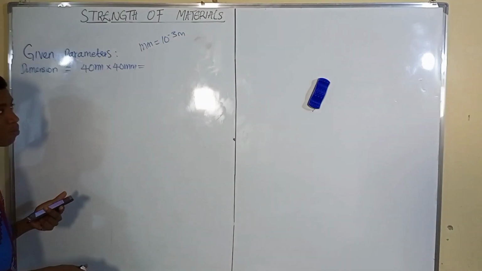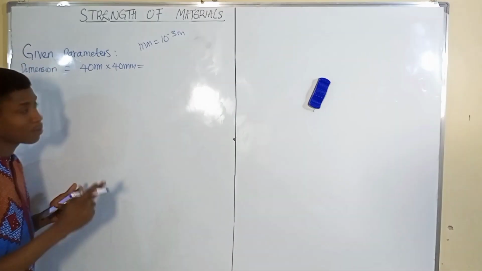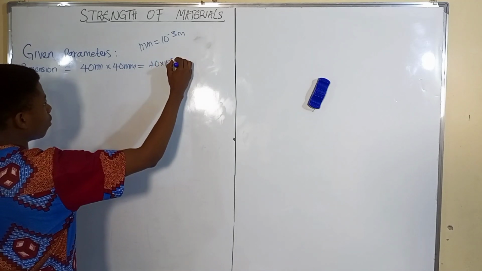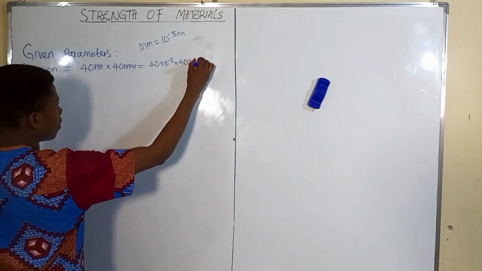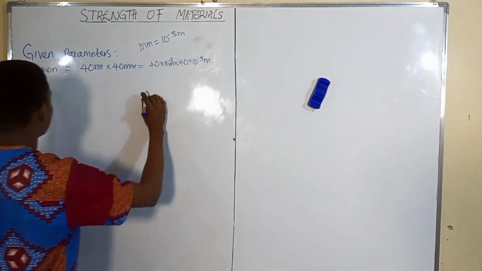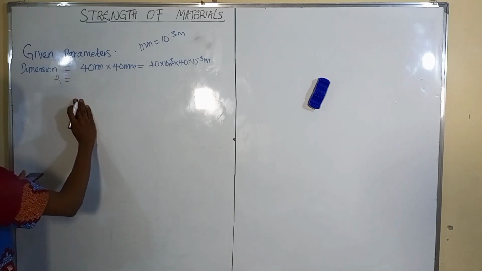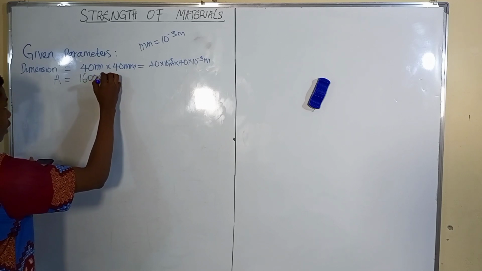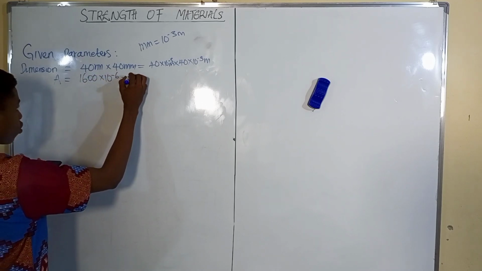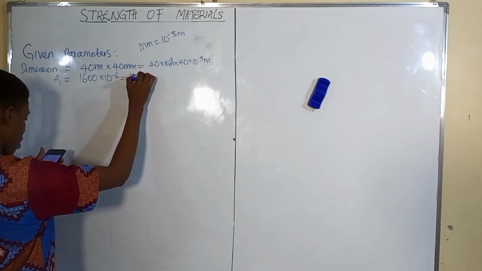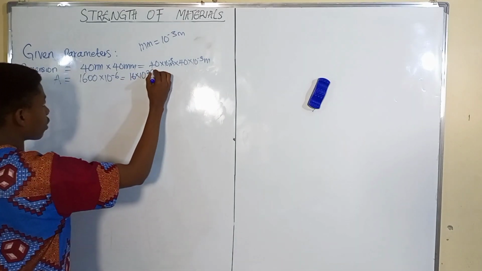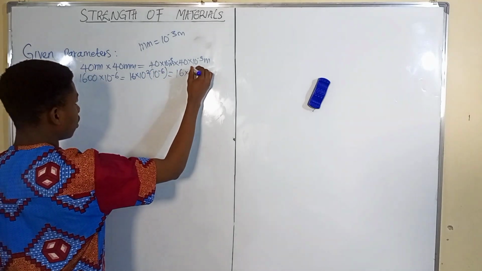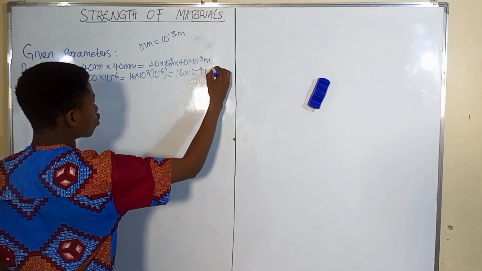Very, very important. In the beginning of our video, I took my time to explain that. So now we have 40 times 10 raised to the power negative 3 times 40 times 10 raised to the power negative 3 meters. So we have our area equal to 1600 times 10 raised to the power negative 6, which results to 16 times 10 raised to the power 2 times 10 raised to the power negative 6. So you have 16 times 10 raised to the power negative 4 meters squared.